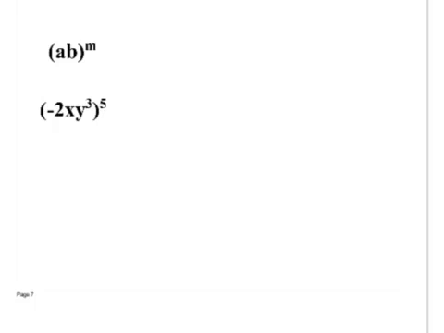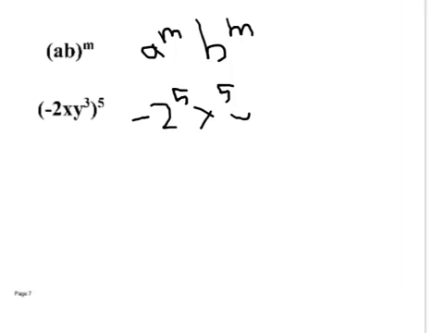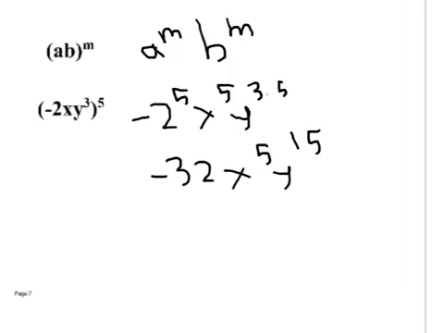Write this down. This is a times b raised to the m power. So what we do is we distribute the m. We raise everything to the m power. So it's a to the m power and b to the m power. We have negative 2 times x, y cubed, raised to the fifth power. So we distribute the 5. We raise everything to the fifth power. Now y was already cubed, so we take 3 times 5. We raise it to the 15th power. Negative 2 to the fifth power is negative 32, because 2 times 2 is 4, 4 times 4 is 16, 16 times 2 is 32. X to the fifth power, y to the 15th power.